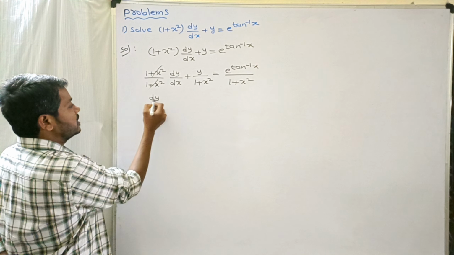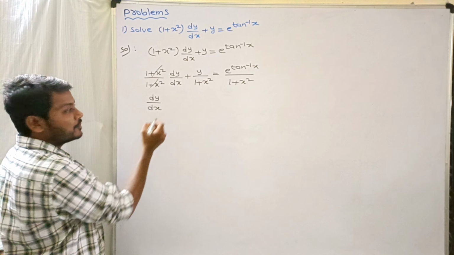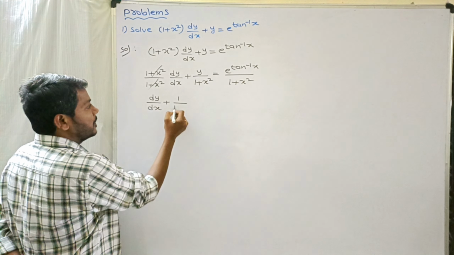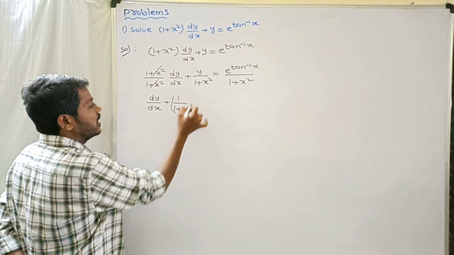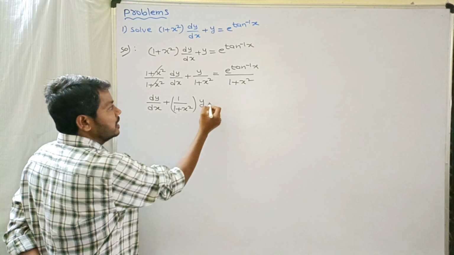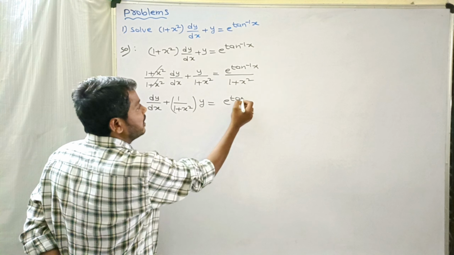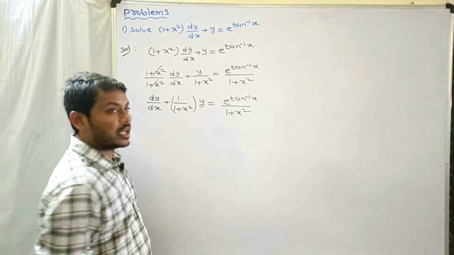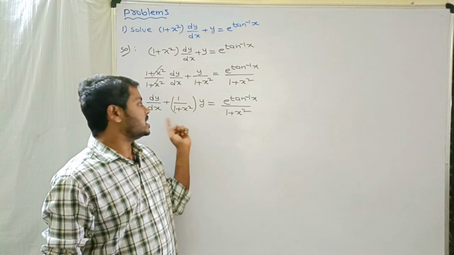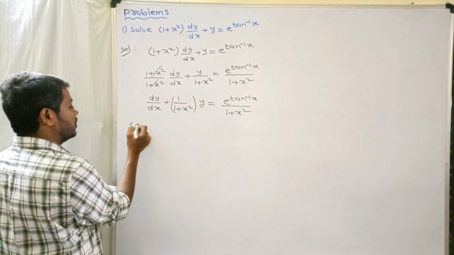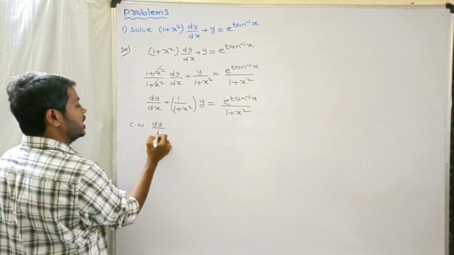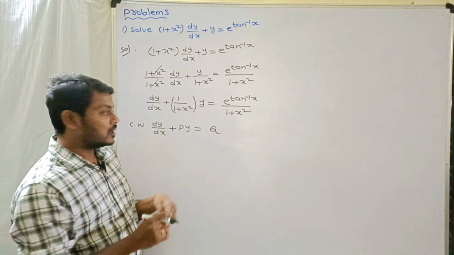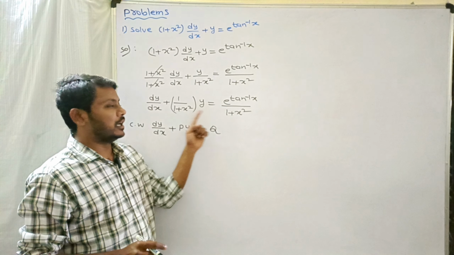So this can be written as dy/dx + y/(1 + x²), written as 1/(1 + x²) times y, equals e^(tan⁻¹x) divided by 1 + x². Now clearly this is of the form, comparing with dy/dx + Py = Q. Clearly P and Q are in terms of x.